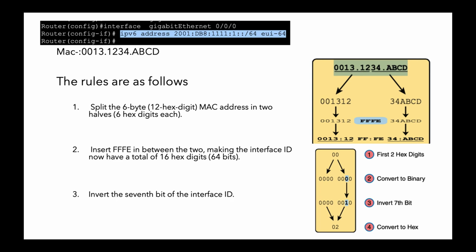The final step requires that you convert the first byte, that is the first 2 hex digits, from hex to binary, and then invert the 7th of the 8 bits and convert the bits back to hex. Inverting a bit means that if the bit is a 0, make it 1. If it is a 1, make it 0. After that, you can have this IPv6 address.